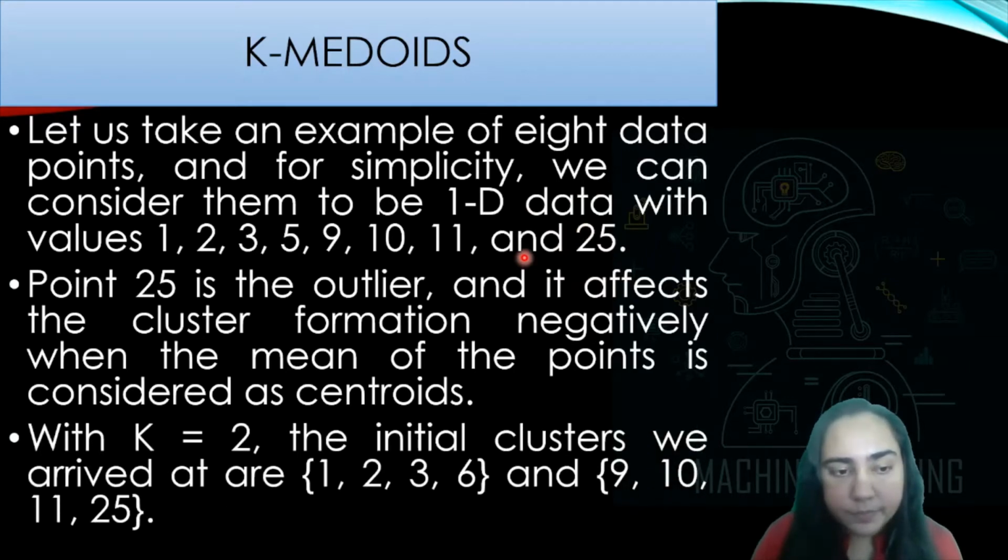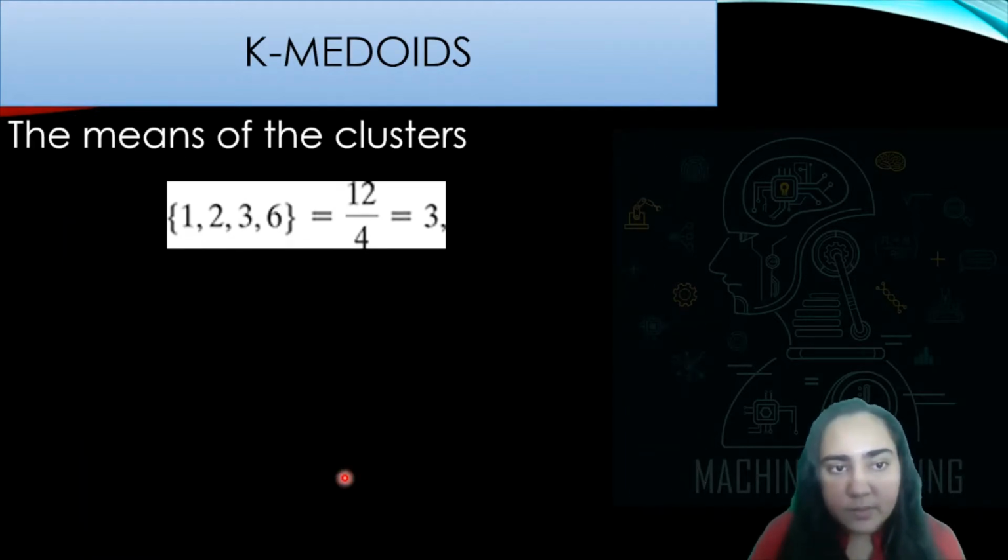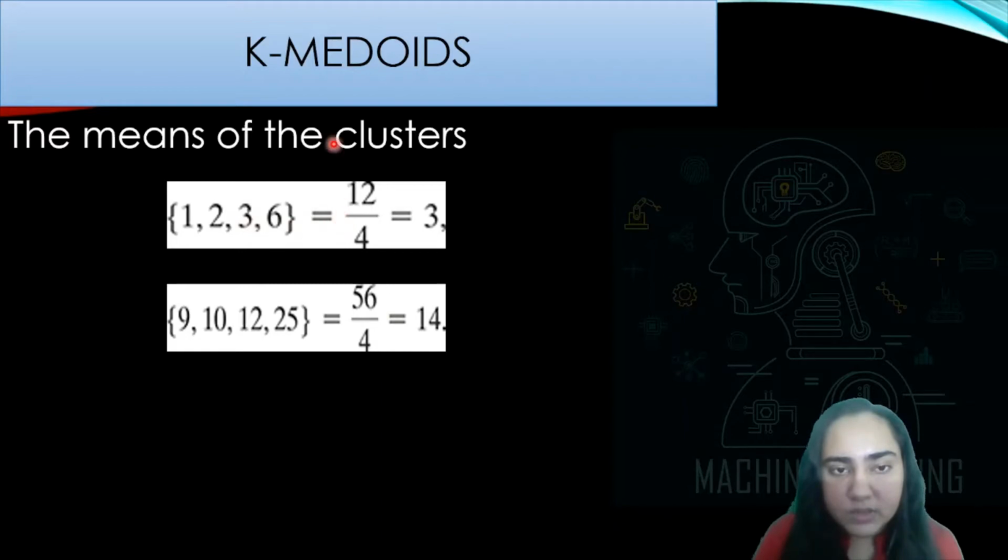If you have k equal to 2, then what are the clusters you can form? You can have one cluster of 1, 2, 3, 6, and another one of 9, 10, 11, 25, because clearly there's a gap between the two, and you can divide them like that. This means if you find the average or mean values for all the clusters, these are the values you get. For 1, 2, 3, 6, it will be 12 by 4, which is 3. And for 9, 10, 12, 25, it will be 56 by 4, which will be 14.